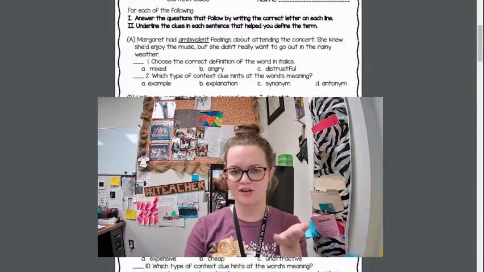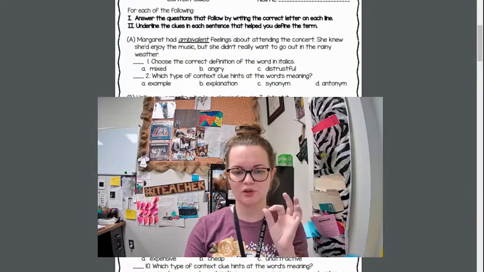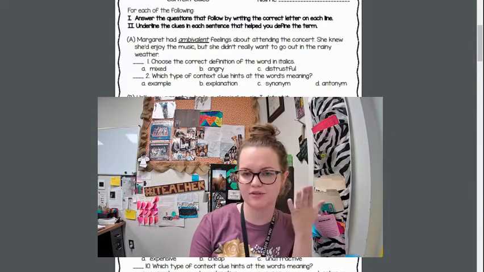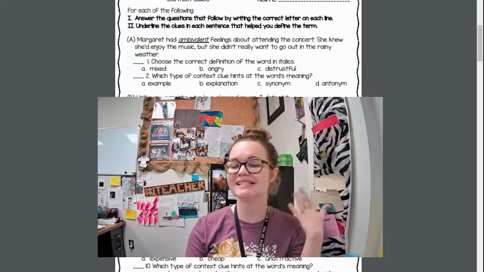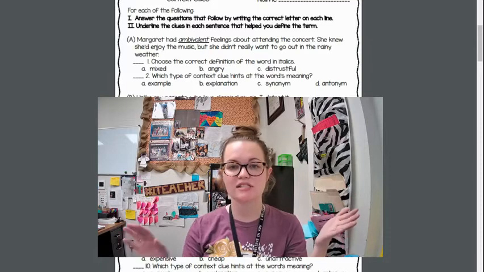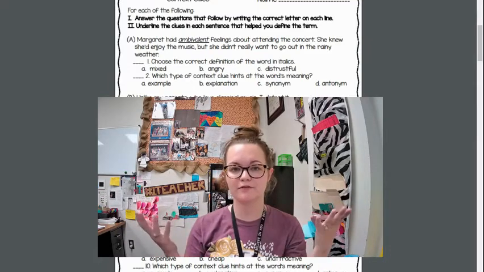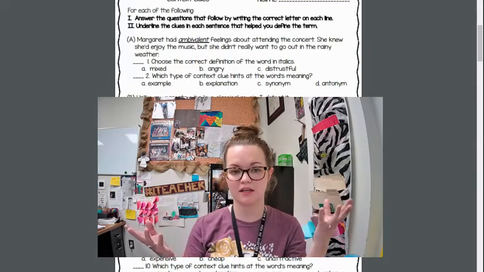Is she mad or angry? I don't think so. Is she feeling distrustful, like she doesn't trust the music? No. I think the best answer is she has mixed feelings. She really wants to attend this concert, but she doesn't want to go out in the rain. Those are ambivalent feelings. She has mixed feelings.